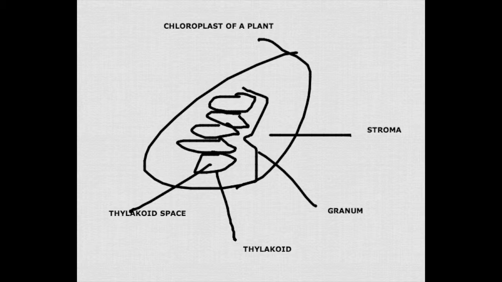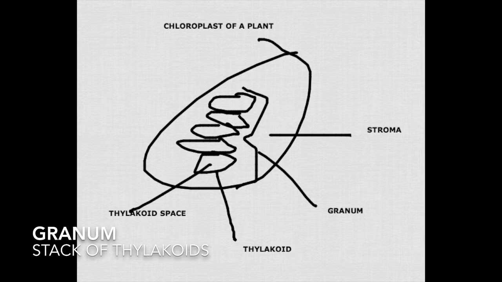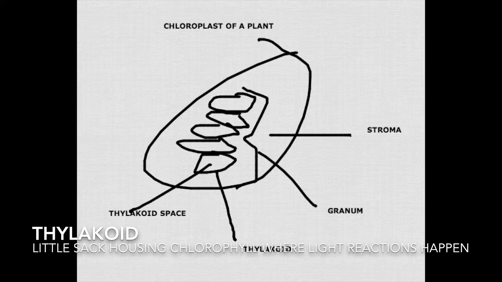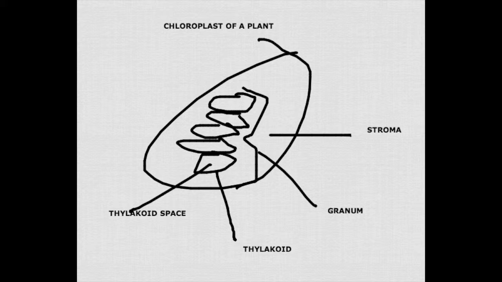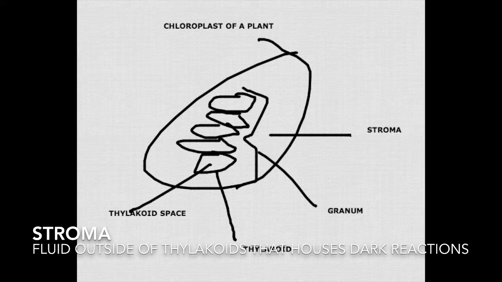This is a chloroplast. As you can see, chloroplasts are made of little stacks of thylakoids called grana. Each granum consists of several thylakoids, which you can see there. Inside each thylakoid is something called the thylakoid space, and outside of each granum is something called the stroma. This will all make more sense later. What is important to note is that in the thylakoids, there are little embedded proteins called chlorophyll. And these are the things that actually capture the sunlight, and that is where the ATP is made for the dark reactions, which then happen in the stroma.